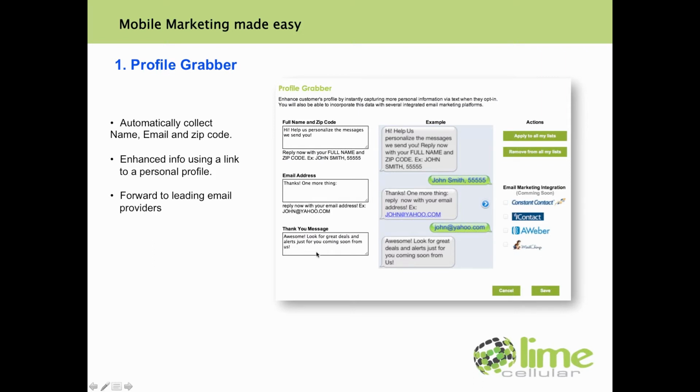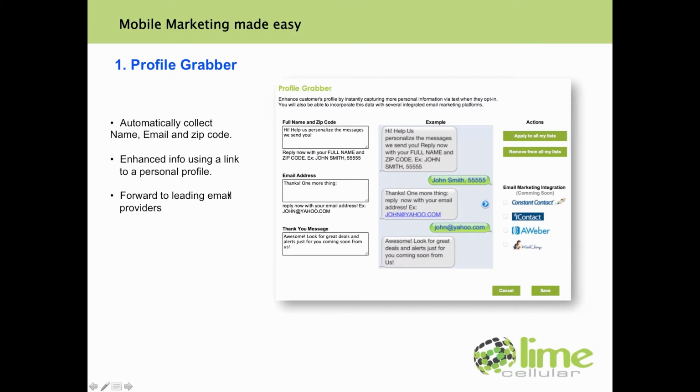And then the last message is a customized thank you message that you can say thank you, awesome, looking great, thank you, look for great deals from us, and something of that nature. So first of all, what the Profile Grabber does is automatically collect name, email, and zip code. Then there's another option to enhance information using a link.